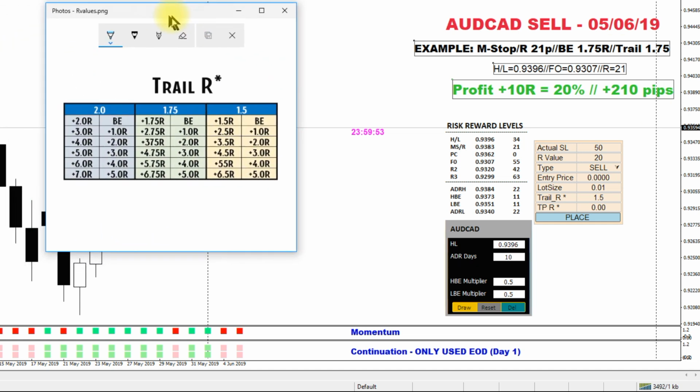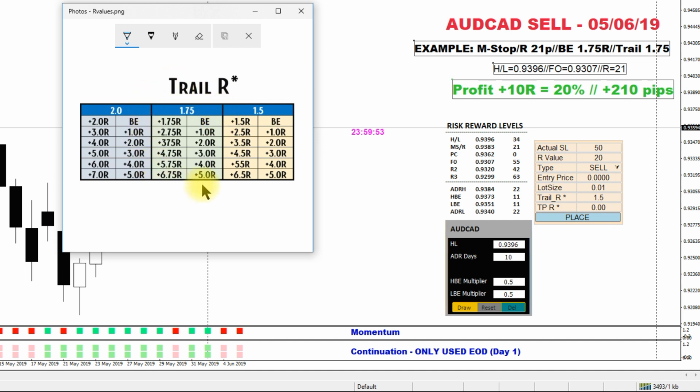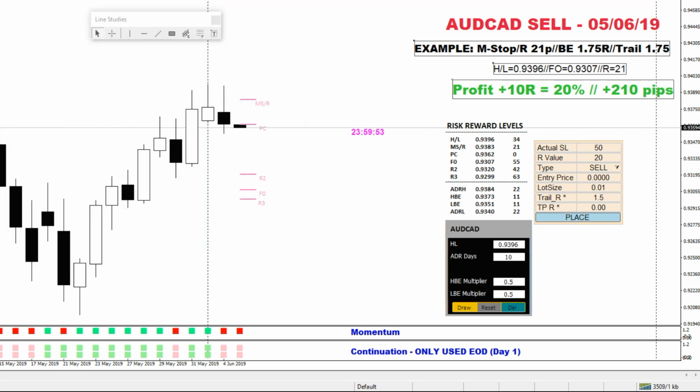In this, we're going to look at the second example. The previous example we used a stop of 1.5R. Now we're going to use a stop of 1.75R, which on a 21 pip R, or R21, would be about 36, 37 pips. So we're going to use this column here. So when we're down at say 4.75R, our stop will move to 3.0R, or 3R. So let's get this thing started.